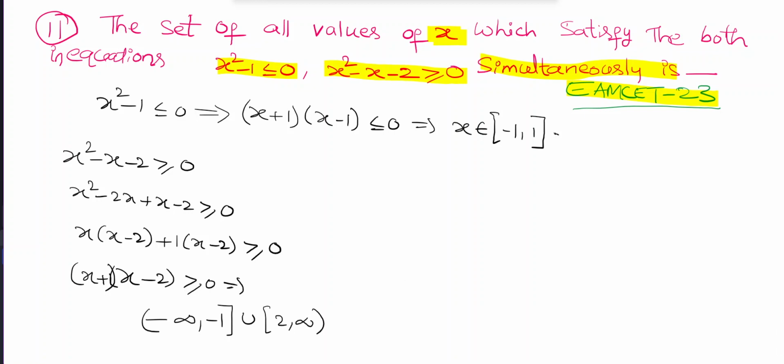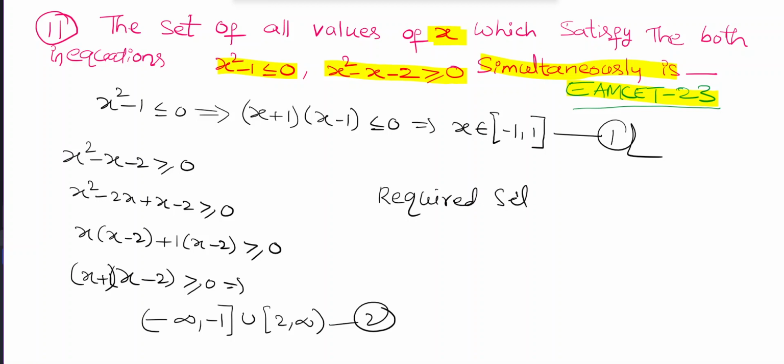So here, this is the x belonging to the first inequation and this is the second. The common element for both is only one, that is minus 1. So the required set is, here the common element is only minus 1.